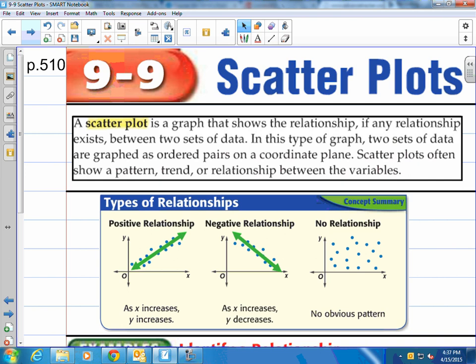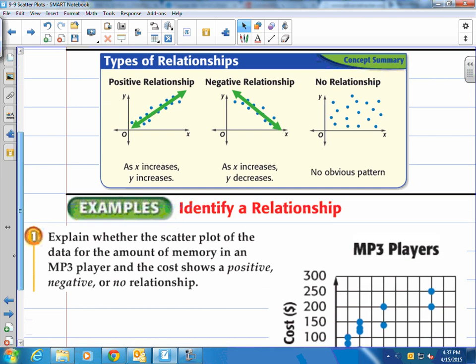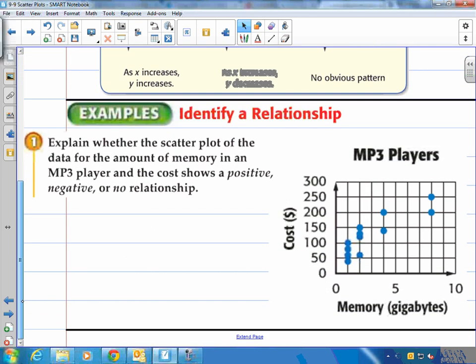And if you plot the points and you notice there really is no relationship, we call that no obvious pattern, no relationship, and there's no trend there. All right, being able to identify them is obviously the key here. So here's number one. Explain whether the scatter plot of the data for the amount of memory in an MP3 player or an iPod and the cost shows a positive, negative, or no relationship.